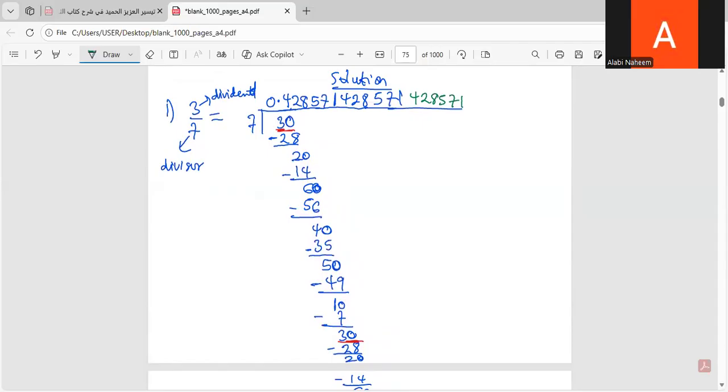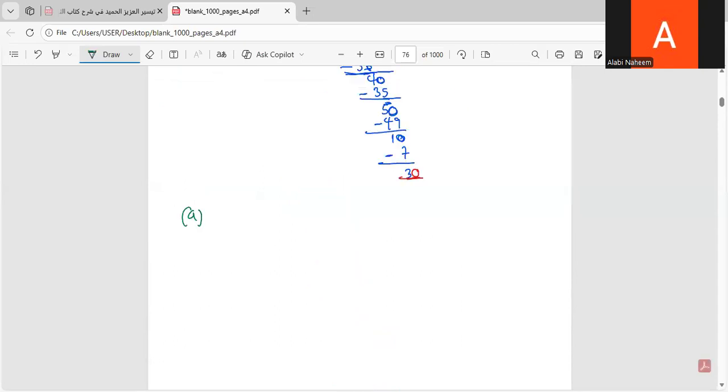So we now place a bar. So we have 0 point 428571. So we now place a bar on it. That bar is telling us that this 428571 is repetitive. It continues to repeat itself. It is the recurring part of this decimal. This is the first method of writing it.